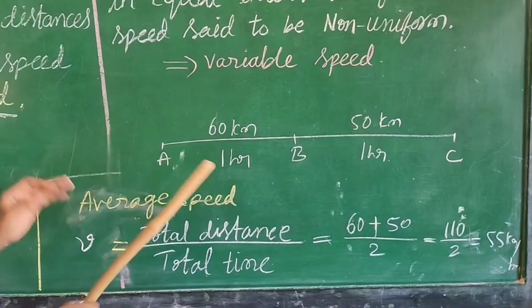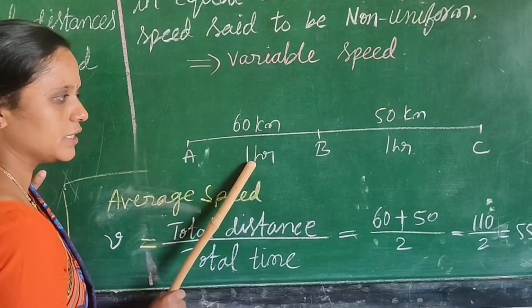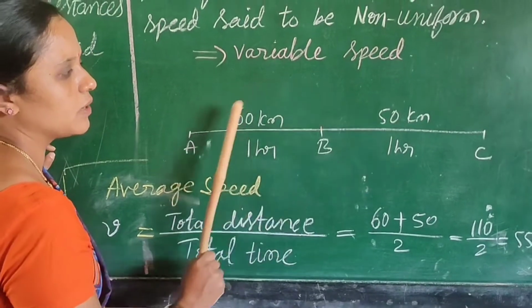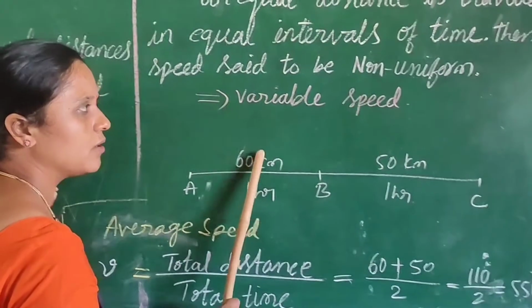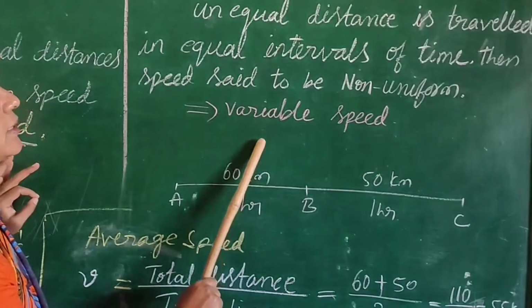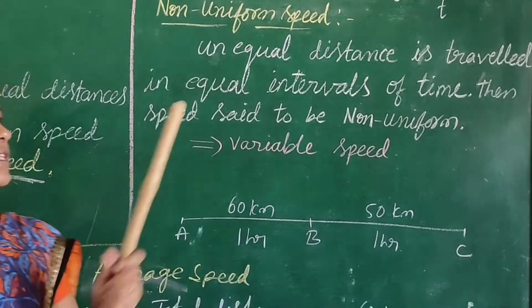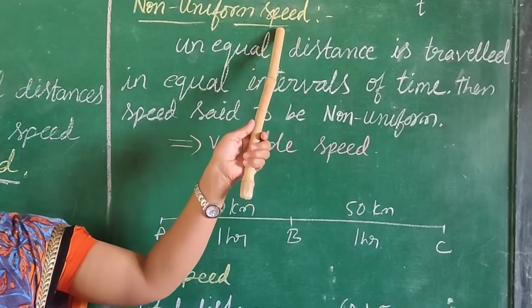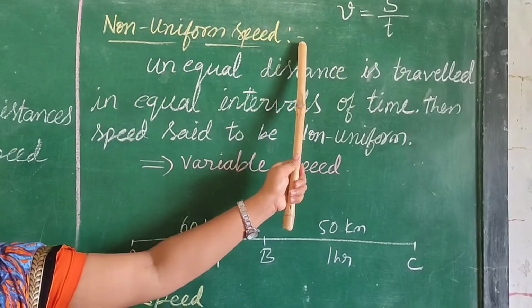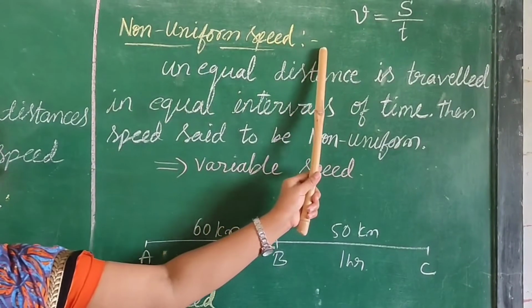Here in 1 hour the speed is 60 km, from A to B. From B to C the speed is 50 km. So the speed changes. That is called variable speed. So variable speed is nothing but non-uniform motion. In our day-to-day life we can see this type of motion. When a car is moving on a crowded road, that is non-uniform motion. Otherwise, a person jogging in a park is also non-uniform motion.